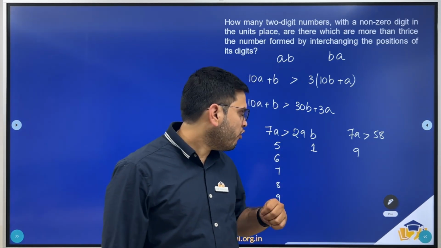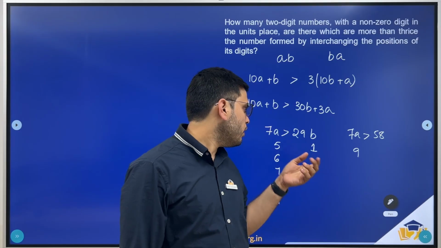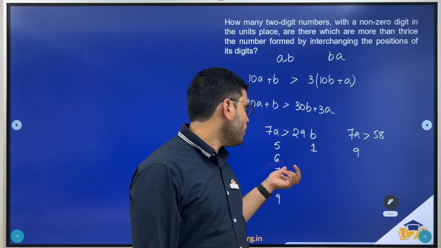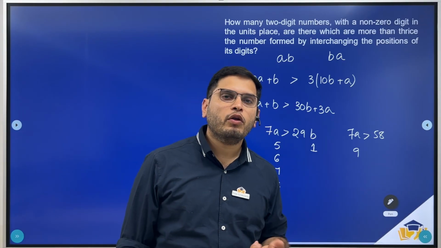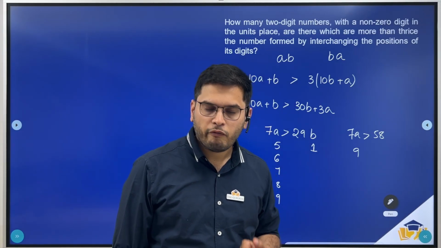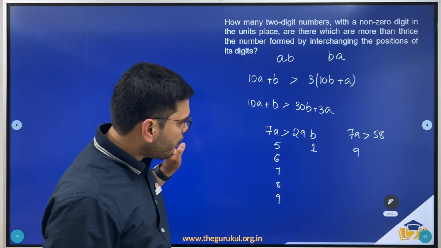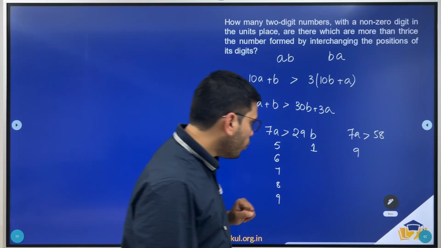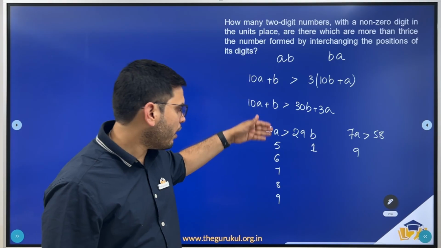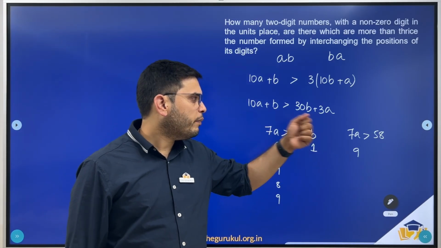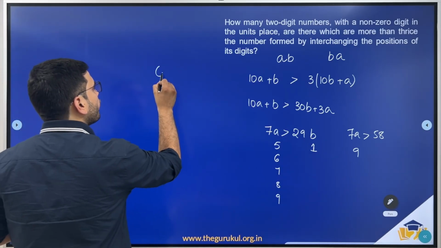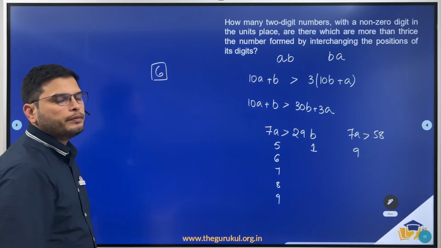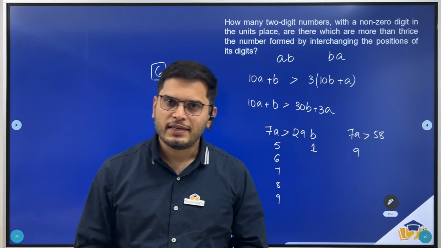Now, can we take the value of B as 3? No, because 29 into 3 is 87, so 7A would need to be greater than 87, and you won't be getting a single digit value for A. So the values that B can assume are 1 and 2 only. When B is equal to 1, you have 5 values for A, and when B is equal to 2, you have only one value for A. So in total, you have 6 numbers that can be formed. So the answer becomes 6.